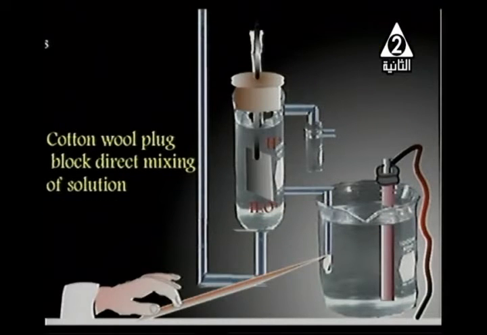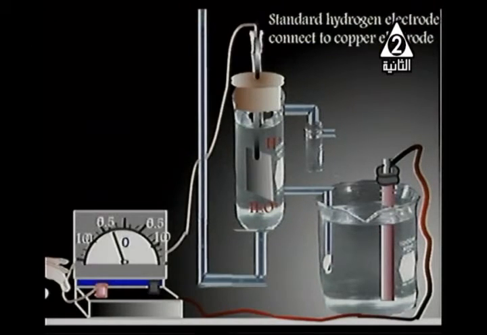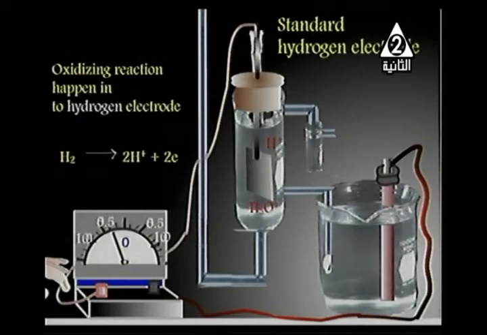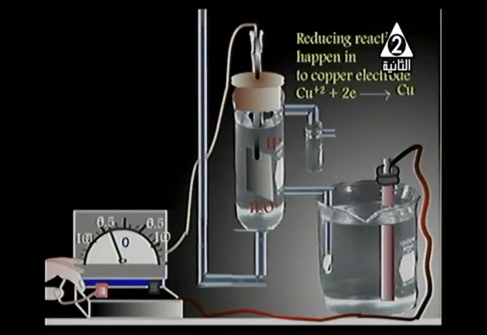So here we have the hydrogen electrode to make a measurement for what? For the copper electrode. The copper electrode gives positive 0.34 volts to make what? To produce electric energy. This is the amount of electric energy produced from each one of them.